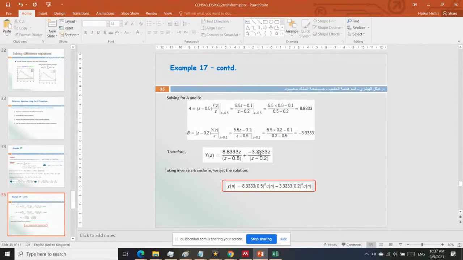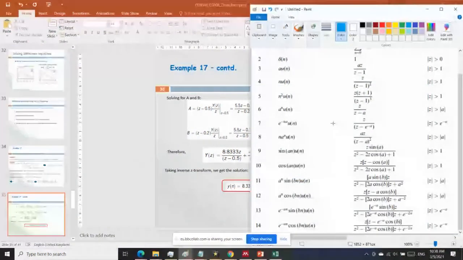This is the first part, second part. We brought the term that was down here and put it up. Now we can use the table. According to the table, in fact, it's the same rule. We use the same rule, I think it's this one.